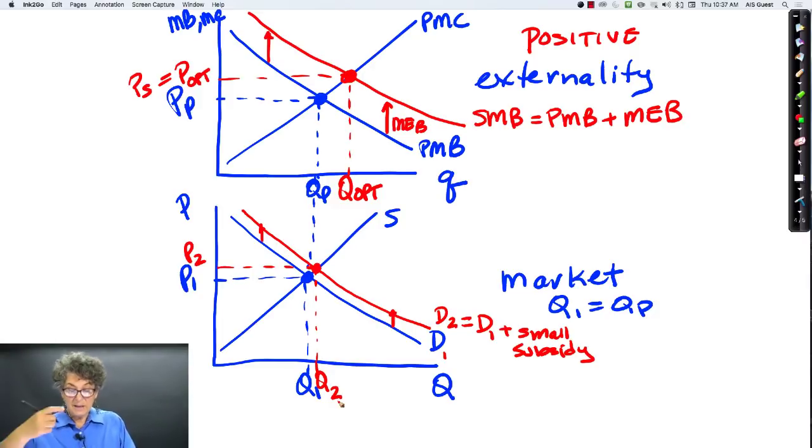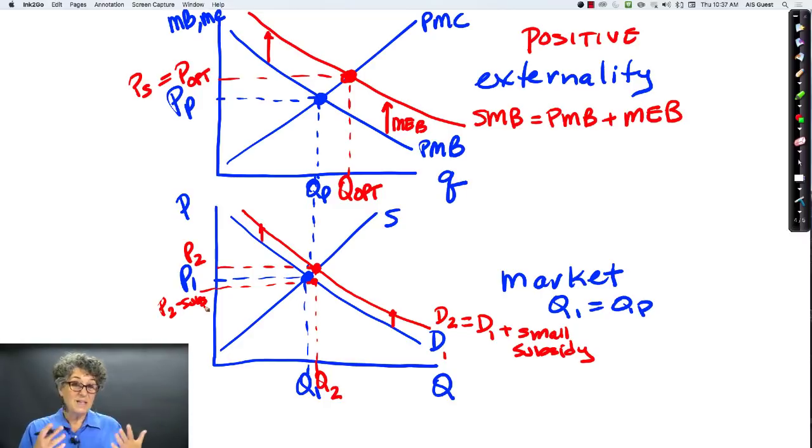And the subsidy has increased the quantity that is produced and sold in the market. People are paying a higher price to the sellers, but remember that the net price that's paid by the buyers is P2 minus the subsidy. And so the buyers are paying a lower price on net. That's why they're willing to buy a greater amount of the product. The sellers are receiving a higher price, P2. That's why they're willing to produce a higher amount of the product.